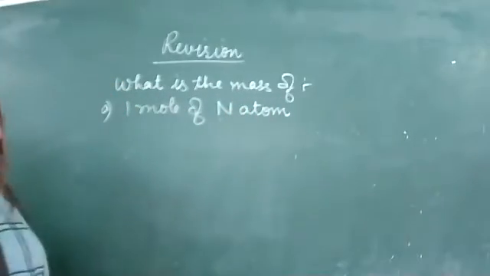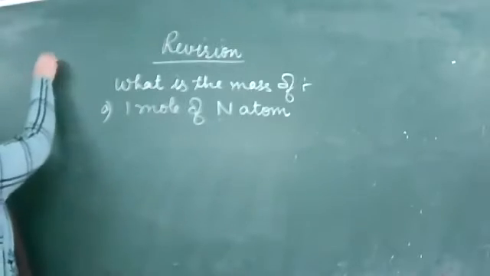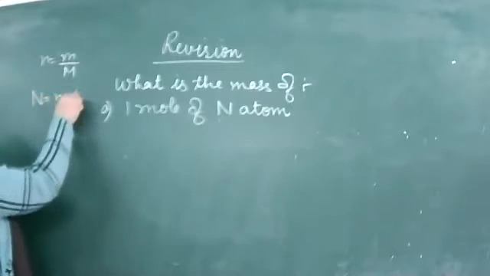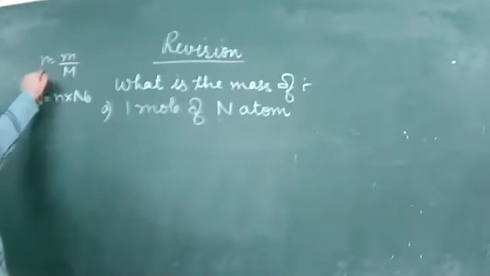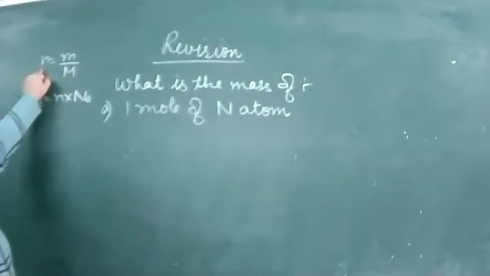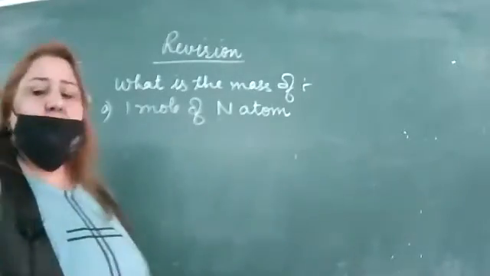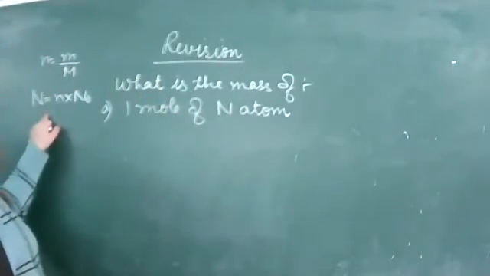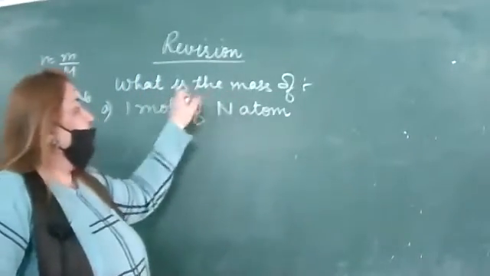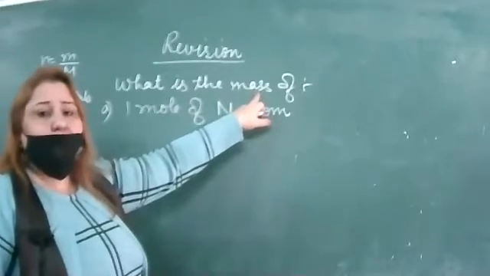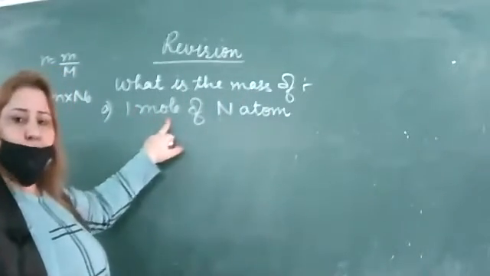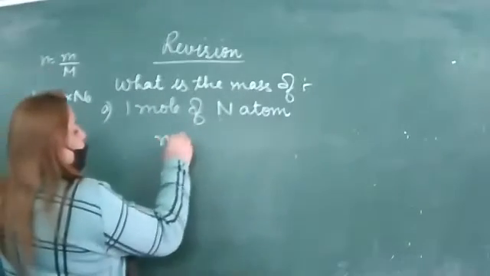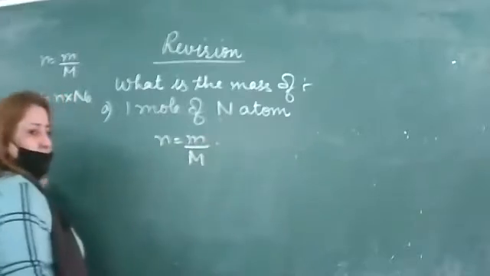This is part A, and we had discussed the two formulas. n is equal to small m upon capital M, and the second one is N equal to n into N naught. If they are asking the number of moles, then you have to put this formula. And if they are asking the number of atoms, molecules, particles, ions, anything, then we have to use the other formula. Now in this statement, what is asked? They are saying to calculate mass, and what they have given is moles. That means which formula will we use? This one, right? n is equal to small m upon capital M.